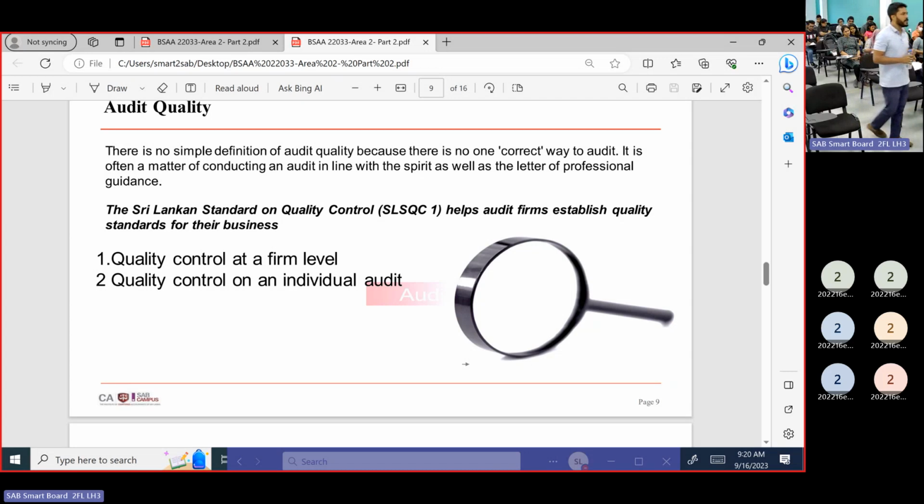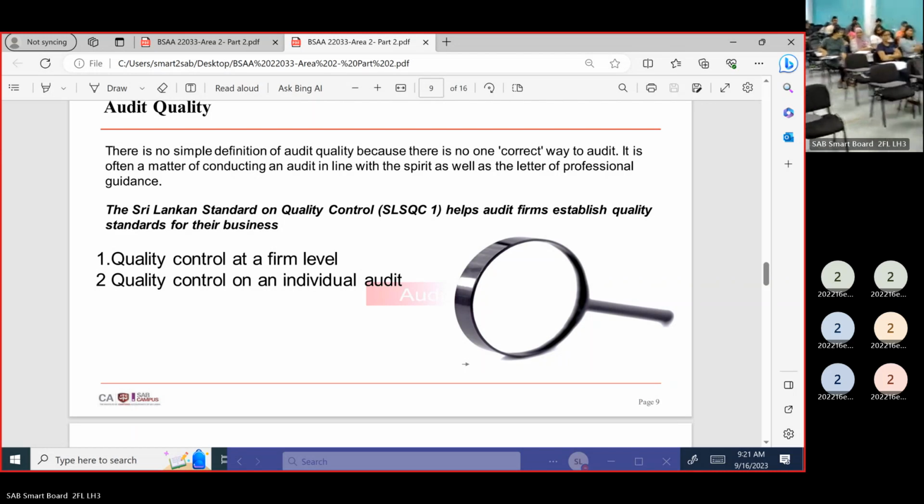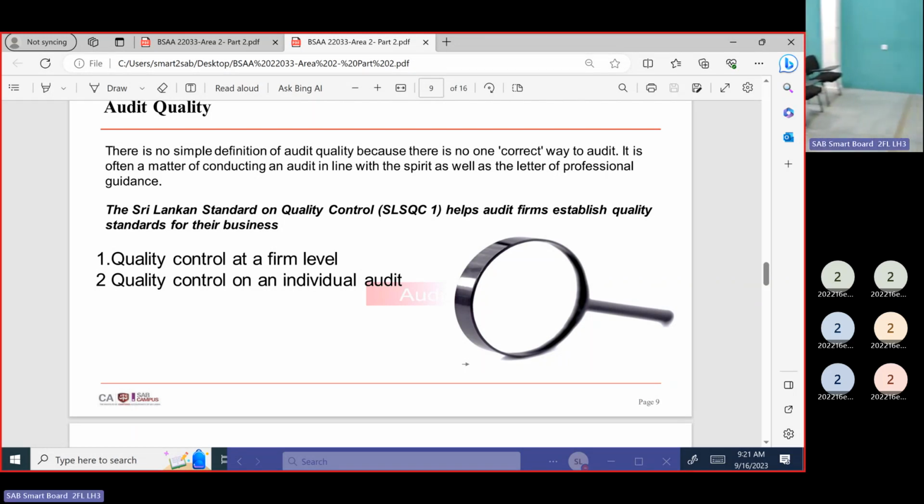Hope that you are okay with this. If you want to read more, you can search this standard. It is a lengthy standard, and you can go through that. Then you can get proper knowledge about how we can manage firm level and engagement level audit quality. At the end of the day, it is a critical aspect that we, as audit partners and audit managers, need to look into.